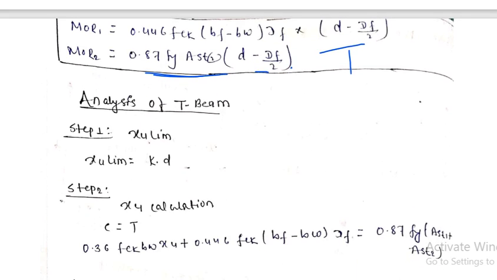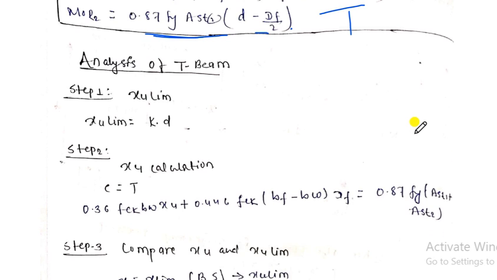For the analysis of the T beam, we must add section 1 as well as section 2. We must merge these both sections in one equation. So let's analyze it. First you need to calculate XU limit, and you can calculate it easily, as the K value is the neutral axis constant, 0.484 for Fe415. Similarly the different values are given in the IS code book. Similarly we need to calculate XU, and for that we need to equate C equal to T.